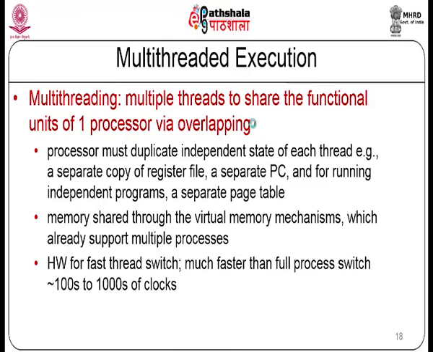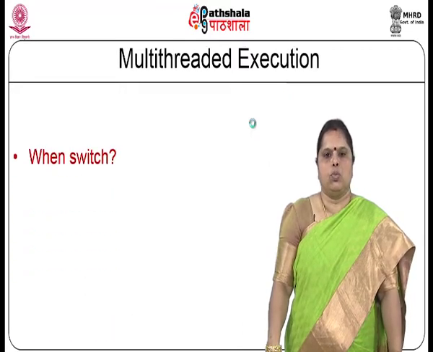So this hardware should be faster than the full process switch, which takes about hundreds to thousands of clock cycles, because a process switch is normally a very expensive operation. Now if you are going to do a context switch in hardware, the thread switch or context switch should happen very fast. So you should be able to avoid the overhead associated with thread switching.